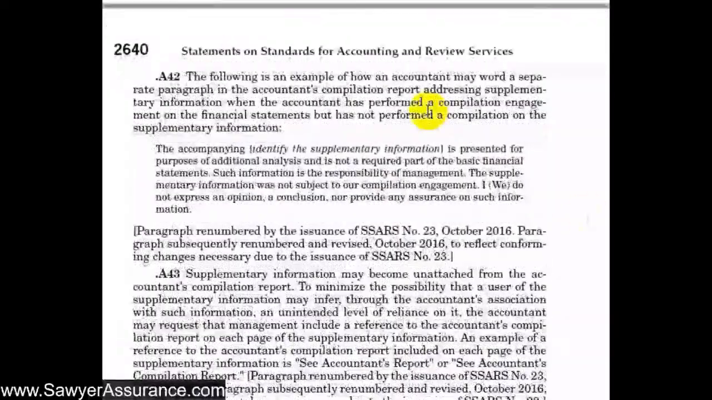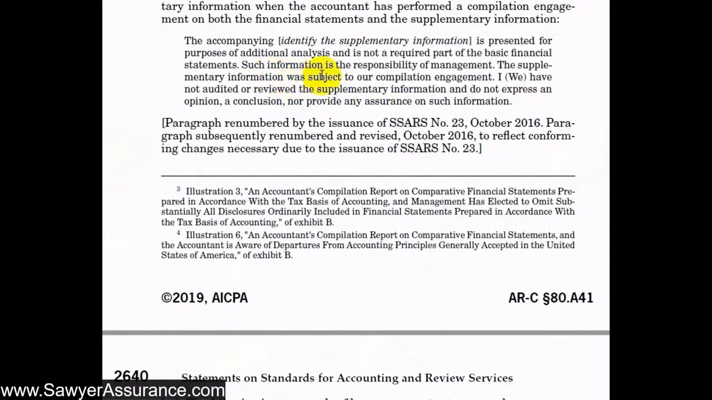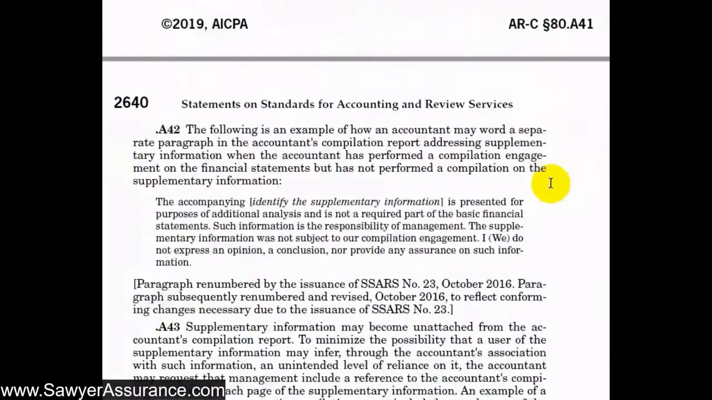And here we have an example where we did not perform a compilation on the supplementary information. So this one says that the accompanying supplementary information is presented for purposes of additional analysis and is not a required part of the basic financial statements, just like the other paragraph that we did. And it reminds them that it's the responsibility of management. And it says that the supplementary information was not subject to our compilation engagement, and that we do not express an opinion, conclusion, nor provide any assurance on the information. So basically the same paragraph, only here we say that the supplementary information was subject to our compilation engagement, and here we say that it was not subject to our compilation engagement.